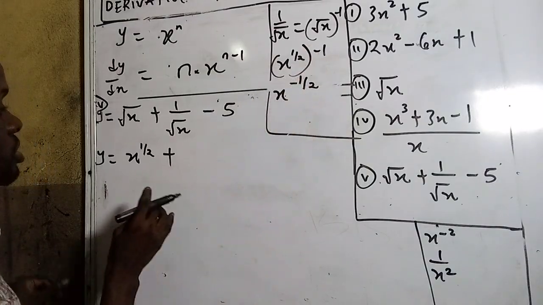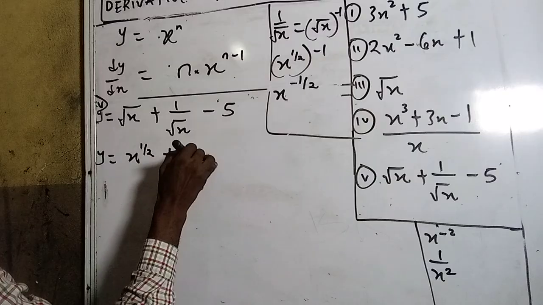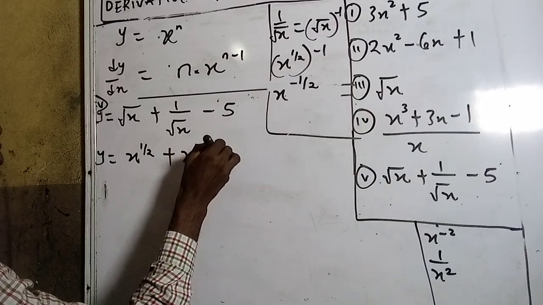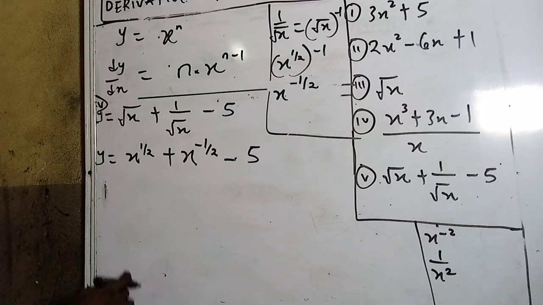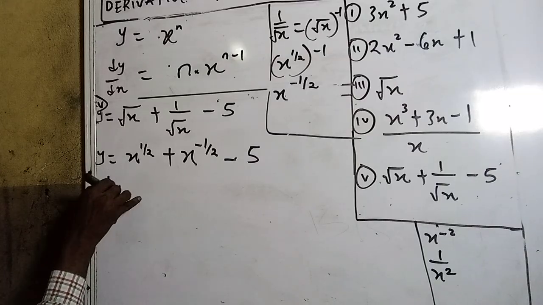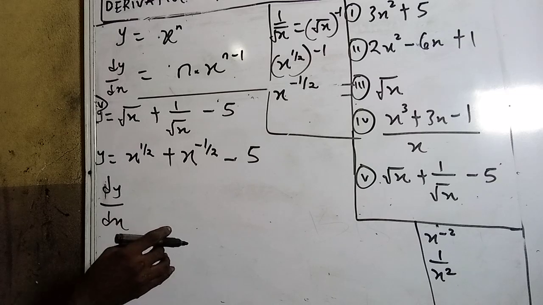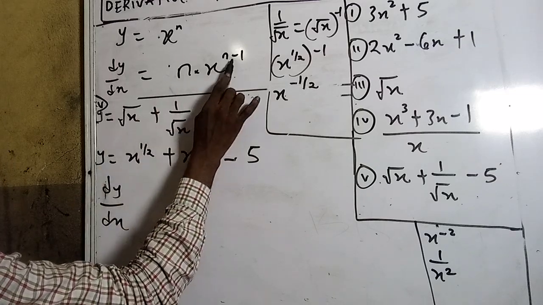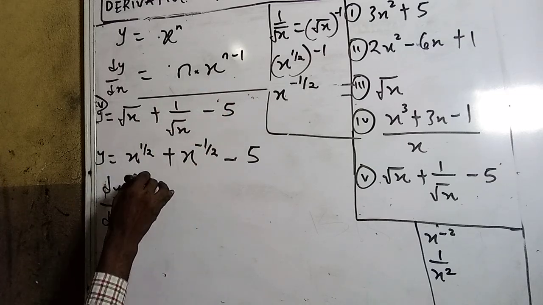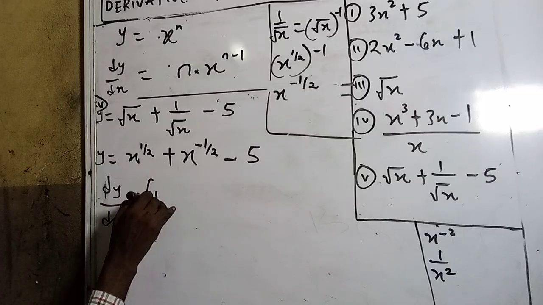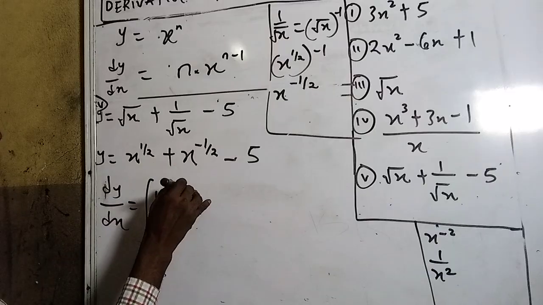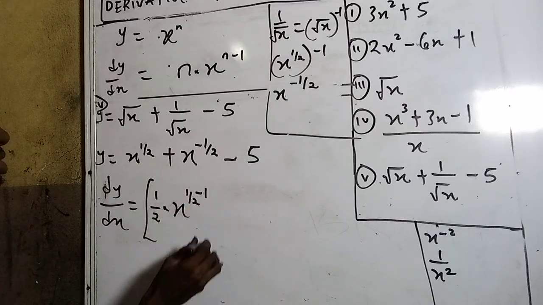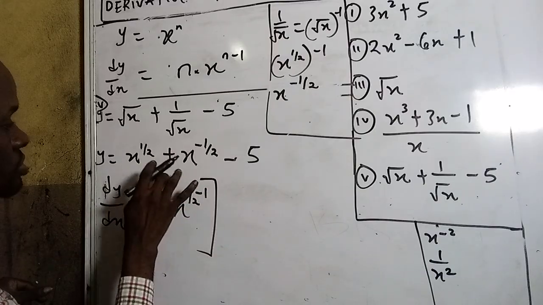So this one I can write as x raised to the power minus 1 over 2 minus 5. Obviously the constant is equal to 0. So I have this one to do. So my dy/dx, what does the rule say? Multiply by the power, subtract 1 from the power. So let's take this one easy. I multiply by 1 over 2. Okay. Subtract 1 from the power, which is this. So that one is done.